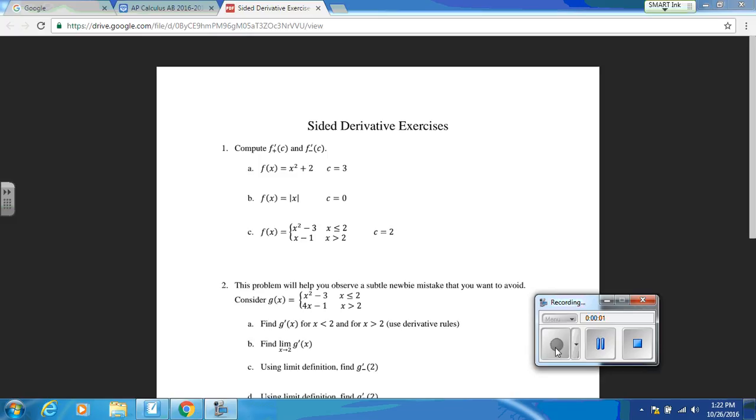Okay, so we have two goals for today. One is to go over the cited derivative exercises. It's understood that this is all kind of new for you, and so we want to make sure that there are no confusions about things.